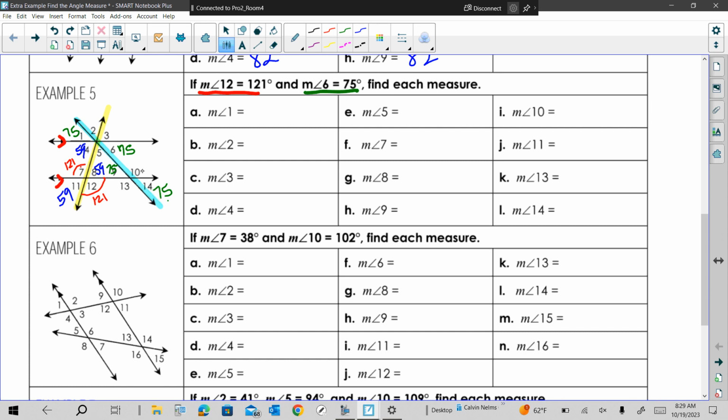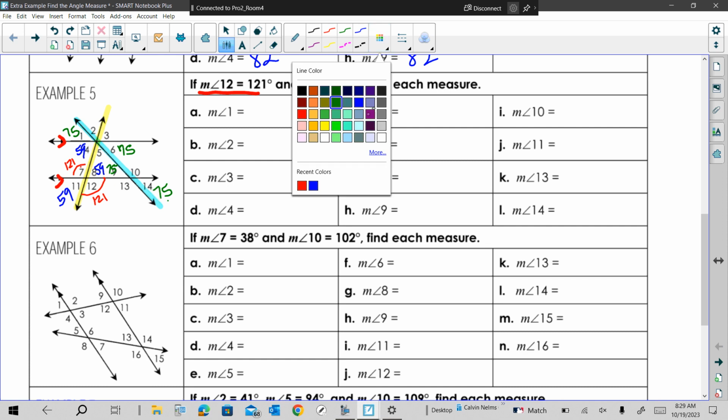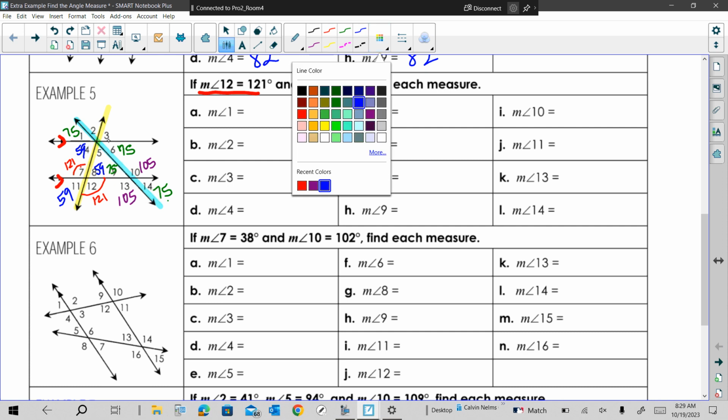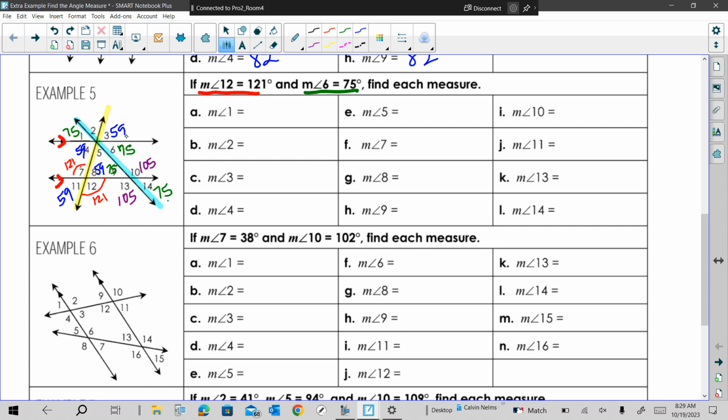So to get my remaining angle, my angle 10 here, 6 and 10 are same side interior. They're both in between the parallel lines. So they're supplementary. So what would be the measure of angle 10? 6 and 10. 105. Minus 180. That gives us 105. 13 is also 105. And then I forgot to do the vertical up here to 4. That's 59 right there. Okay.